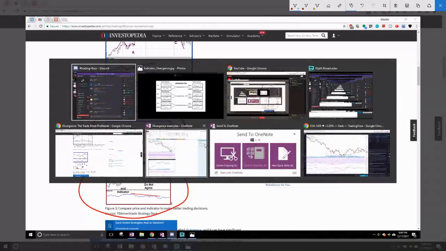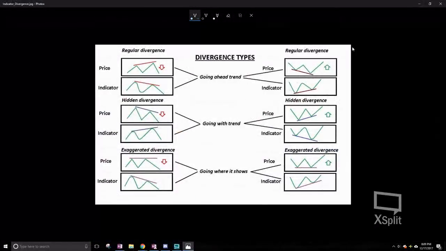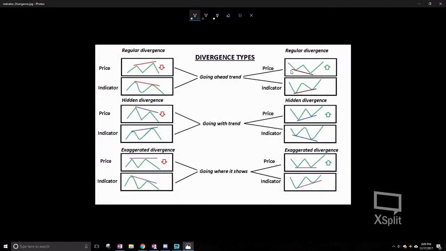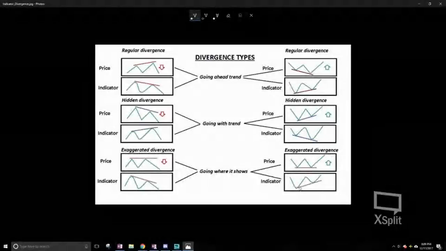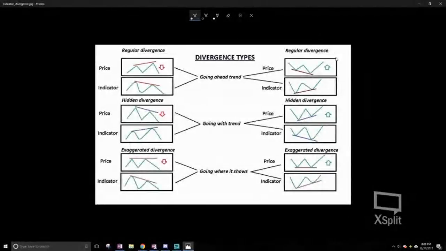I've shown you the different types of divergence here, right? We have regular divergence where the price action is making lower lows. However, the indicator is making higher highs. We also have hidden divergence where the price is making higher highs, but the indicator is making lower lows. Exaggerated divergence, call it what you will. Essentially, price action is flat, but the indicators are doing something different.